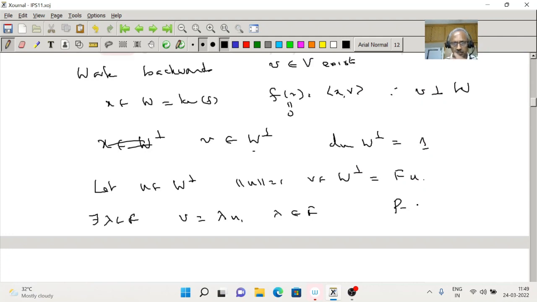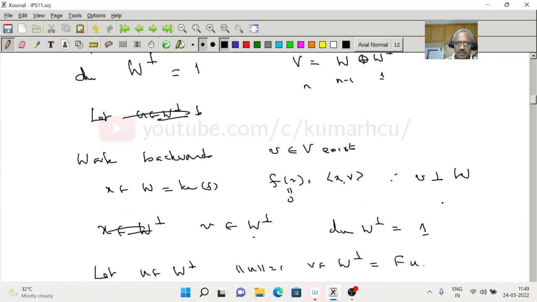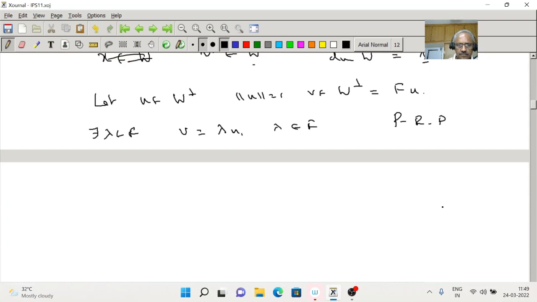Okay, pause, review, proceed. Okay, right. Now how do I find lambda? That you already know. If I want to find the coefficient of a unit vector, the idea is to take the inner product with that, roughly, right? Therefore, lambda is the inner product of lambda U with U, right?